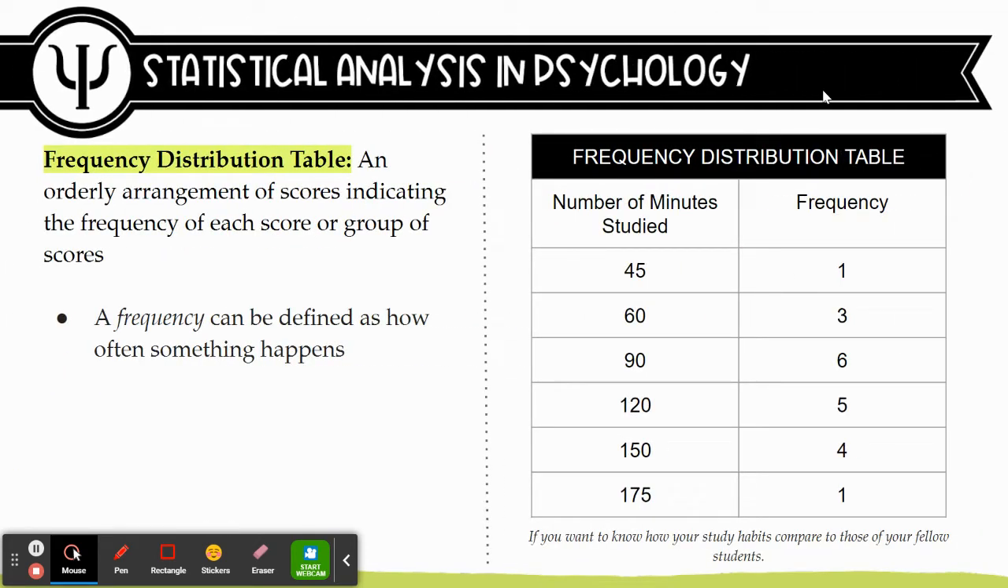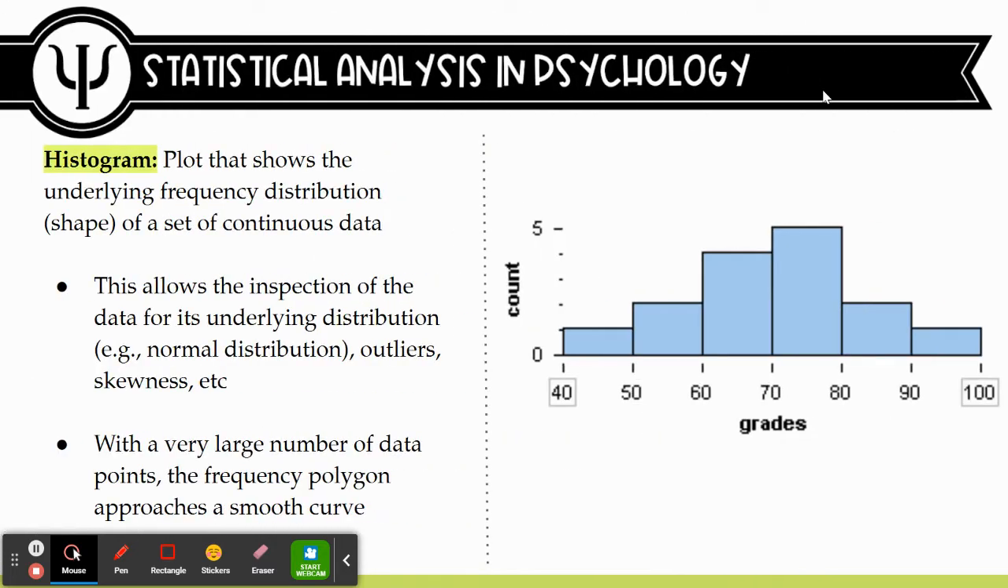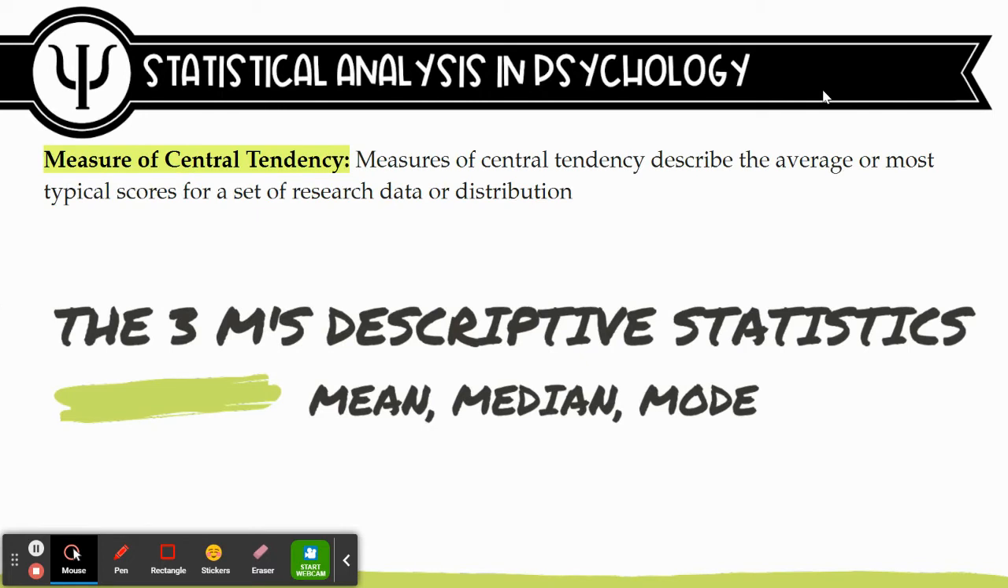So we can use frequency distribution tables, and this will help show us how many times something happens and this many numbers. We can use histograms. I know you guys know most of these, so I'm not really going to spend too much time going over them. We can also use the measures of central tendency.